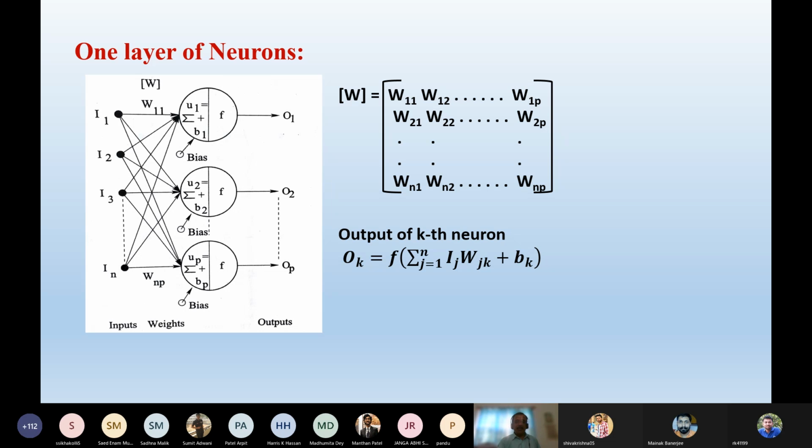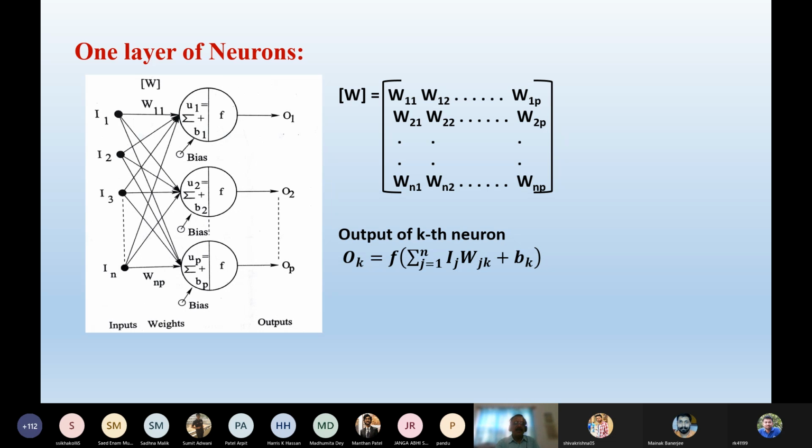Now output Ok is nothing but a function of the summation j equals 1 to n of i_j w_jk. So these are all inputs multiplied by the connecting weights, and I am adding the bias value. Now the function of this is nothing but the output of k. So the output of the kth neuron is nothing but this. So I can define a layer of neurons, and I can also find out the output of a layer of neurons.